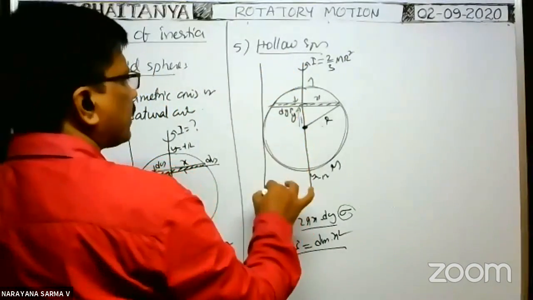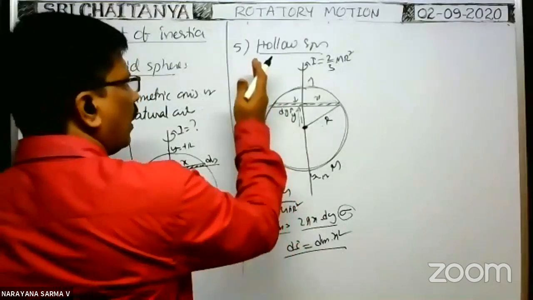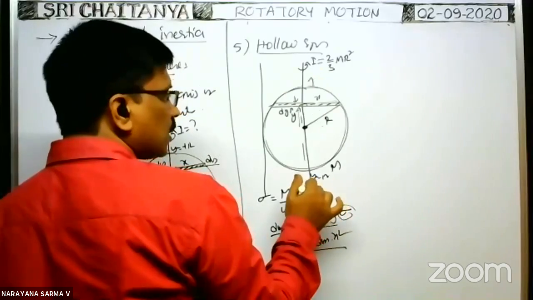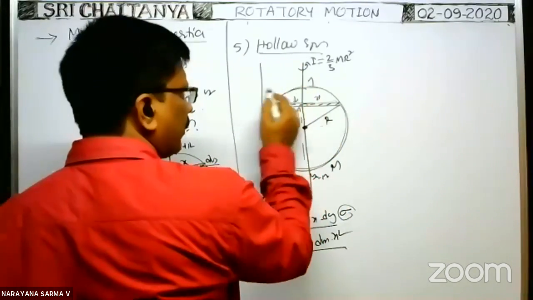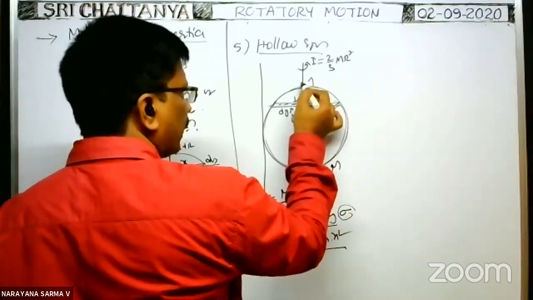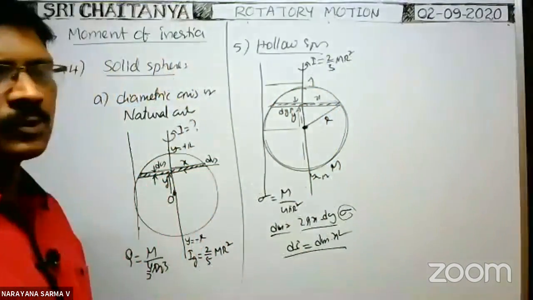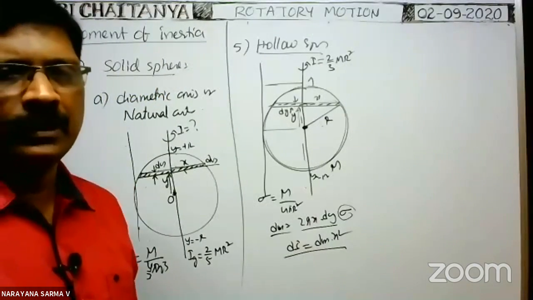About the tangential axis, what is the moment of inertia? I is equal to Iz plus mr square, because Iz is about the axis passing through the center of mass or center of gravity. Iz means 2 by 3 mr square, plus m into this distance, r only, r square. That is the moment of inertia of the hollow sphere. In this way, we can find the moment of inertia of the hollow sphere.